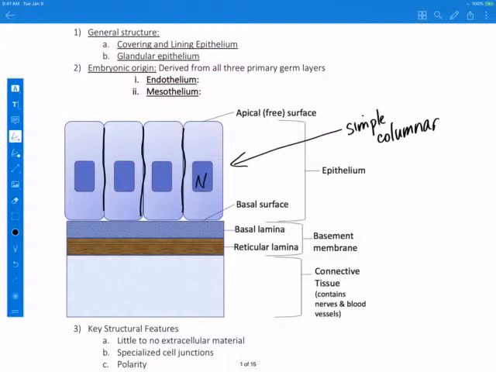It has a basal lamina and a reticular lamina. Now, the basal lamina, which is shown in kind of the purple, notice it's the same color as the epithelial cells above it. The basal lamina is secreted by epithelial cells. So technically it belongs to the epithelium because it's made by epithelial cells.